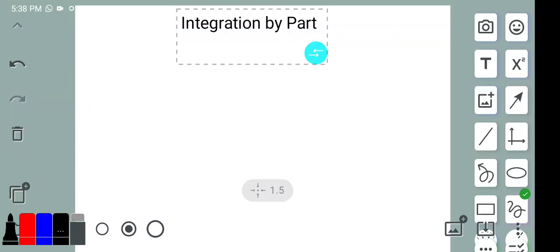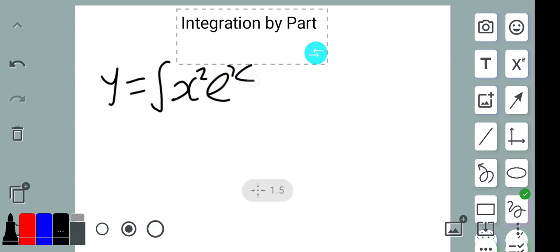Okay, good everyone. Today we are going to be looking at integration by parts, which is a new video. Integration by parts is one of the important problems in calculus, which is integration. Let me give an example. Let's say we have y equals the integral of x square exponential x dx. This is an example, and we want to solve this kind of problem. This is a critical example of integration by parts.